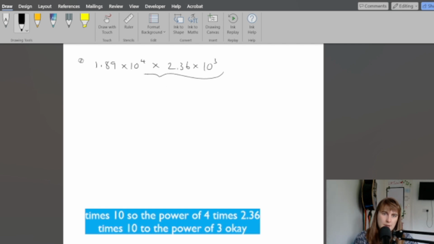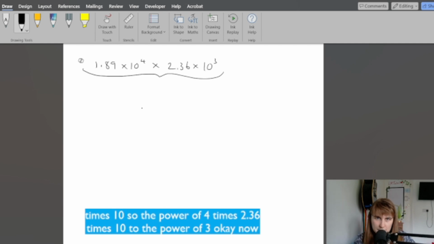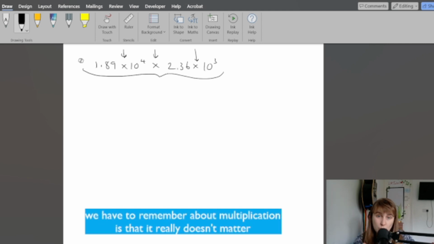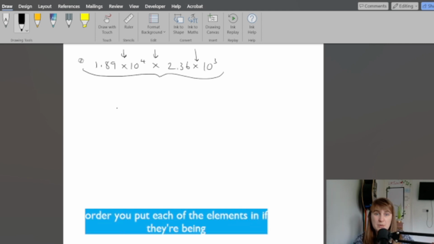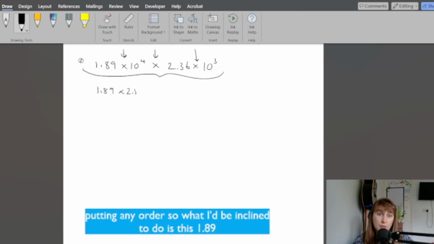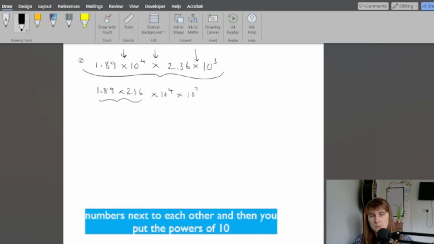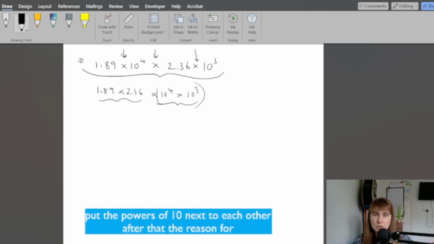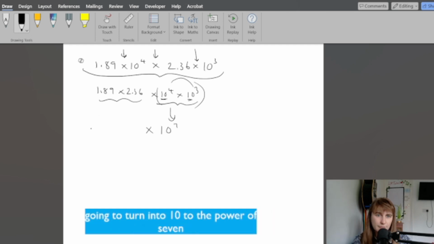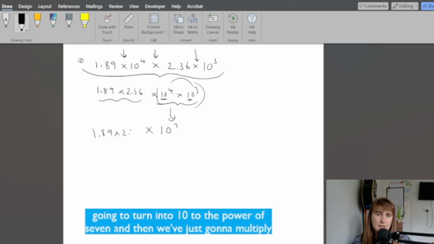Okay. Now, that looks quite complicated, but what we have to remember about multiplication is that it really doesn't matter what order you put each of the elements in. If they're being multiplied, they could be put in any order. So what I'd be inclined to do is this. 1.89 times 2.36, so you put the numbers next to each other, and then you put the powers of 10 next to each other after that. Now, the reason for that is that we can use our knowledge that hopefully we've already got in that when we multiply numbers with the same base number, we simply add the powers together. So this is going to turn into 10 to the power of 7. And then we've just got to multiply these two numbers together.